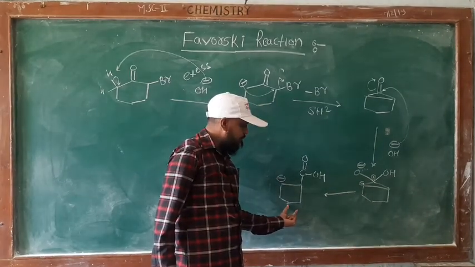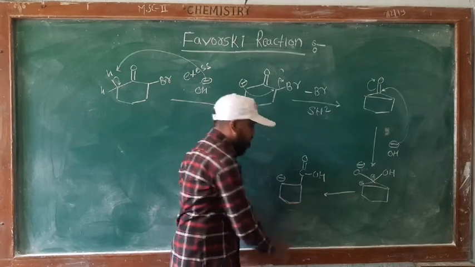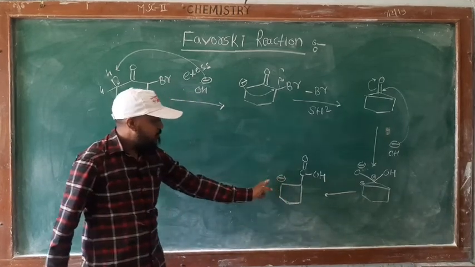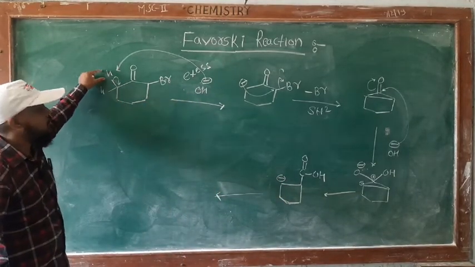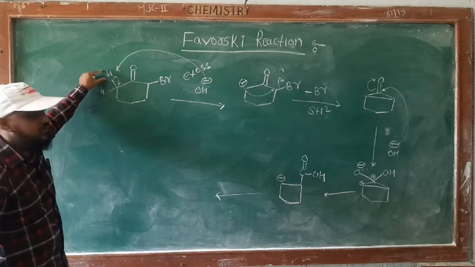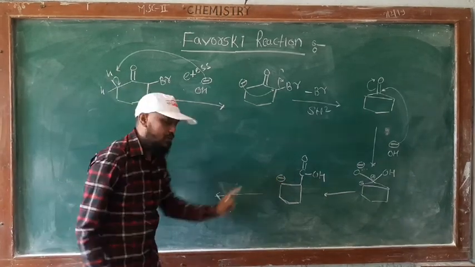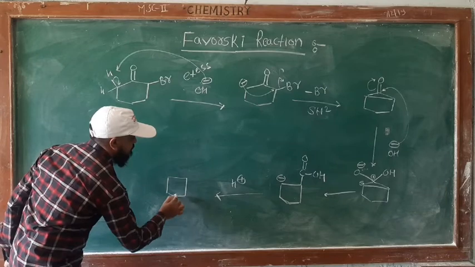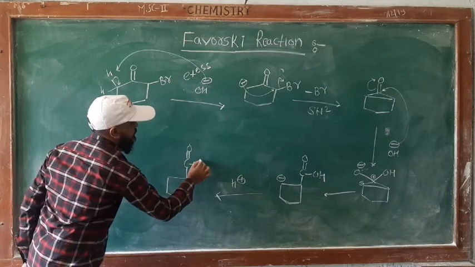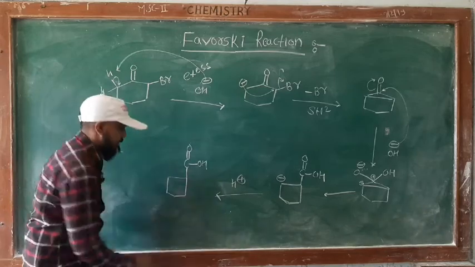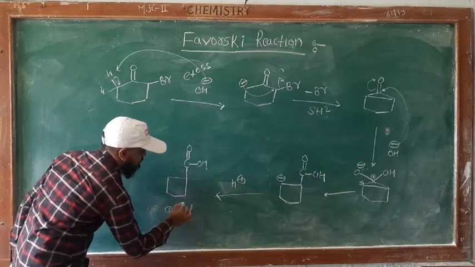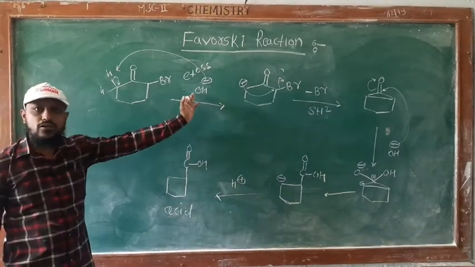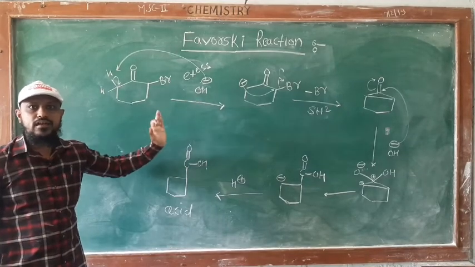This intermediate product abstracts one proton, which means it undergoes protonation. The negative charge of carbon abstracts the proton that was released in the first step. So protonation takes place here and we get the final product, which is called an acid. So this is the simple mechanism of the Favorskii reaction by the use of hydroxyl ion as a reagent molecule.